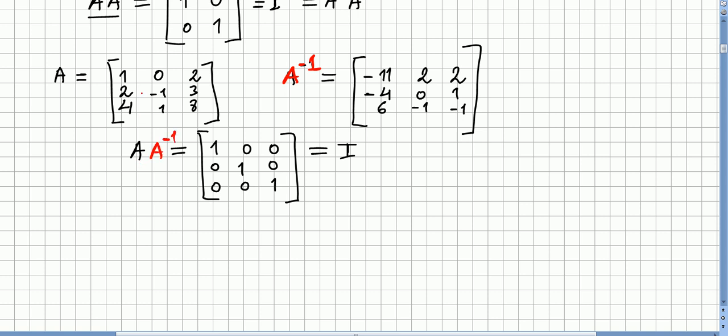So if you do A times the inverse, you will be getting the matrix 1, 0, 0, 0, 1, 0, 0, 0, 1, so that's the identity, okay? And you will get the same result if you perform the left multiplication, the inverse times A. So A times inverse and inverse times A, you get the same matrix, the identity matrix.